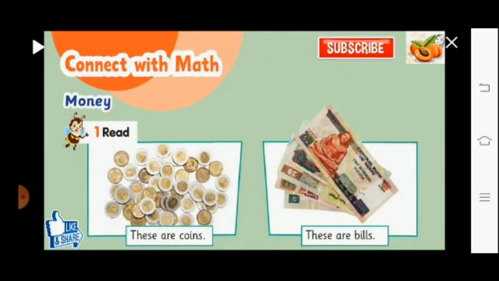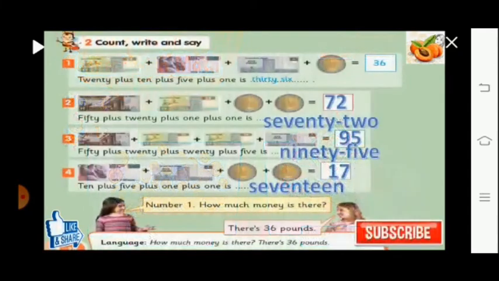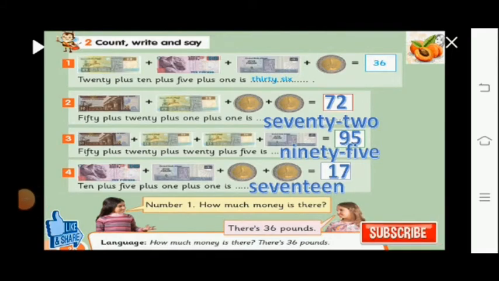Connect with math. Money. Read. These are coins. These are bills. Count, write and say. 1. 20 plus 10 plus 5 plus 1 is 36. 2. 50 plus 20 plus 1 is 72. 3. 50 plus 20 plus 20 plus 5 is 95. 4. 10 plus 5 plus 1 plus 1 is 17.